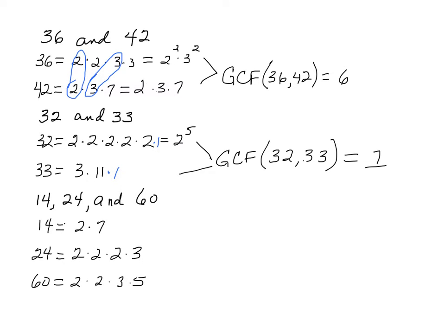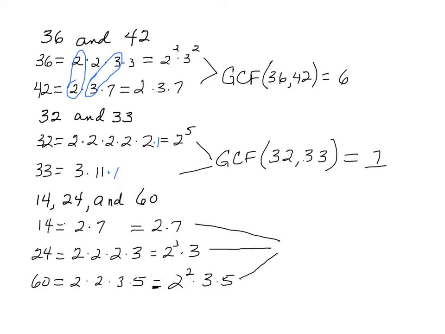All right, so we have 2 times 7, 2 to the 3rd times 3, and 2 squared times 3 times 5. Now we're looking for the greatest common factor, so it has to appear in all of them. So what's the greatest common?